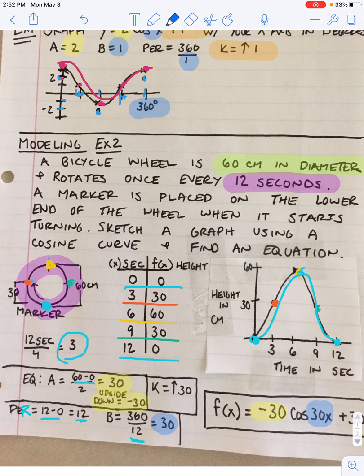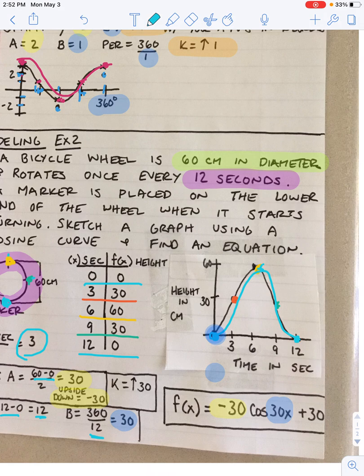Okay, now the last part is this cosine curve should have started at its minimum of negative 30, but it didn't. What did it do instead? It started up at 0. So it should have been down at negative 30, but it moved up to 0 instead. So what is our K value? Our K value is also 30. I couldn't have planned that if I had tried. Okay, so our function is f of x equals negative 30 cosine of 30x plus 30. And that is all for today.